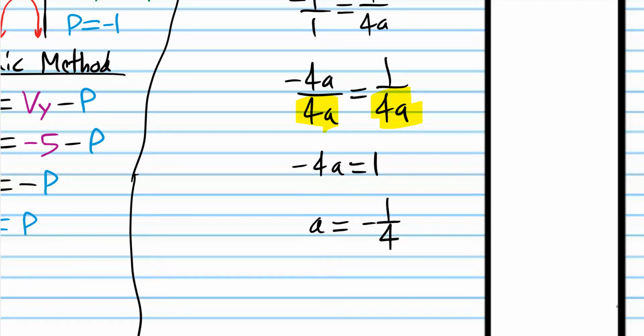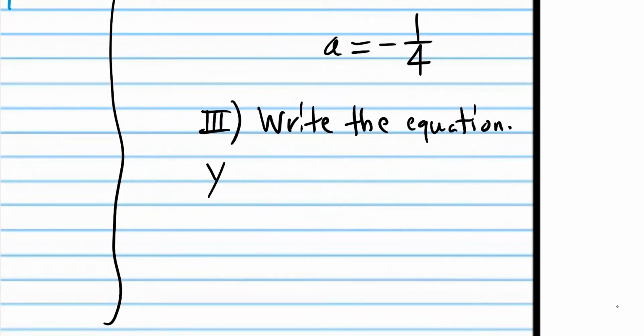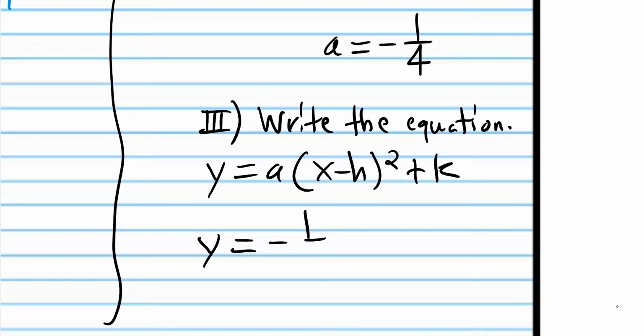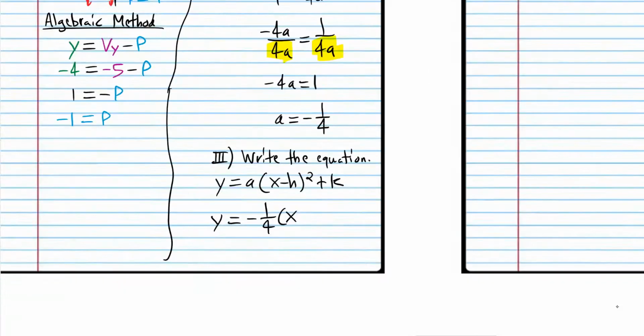So now that we have A, we can just write the equation. And of course, we always use general vertex form. We just plug in A, H, and K. A is -1/4, and H is -2.